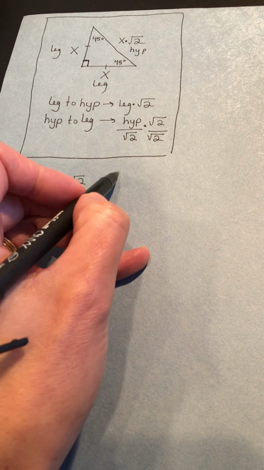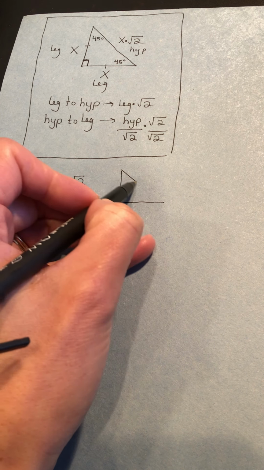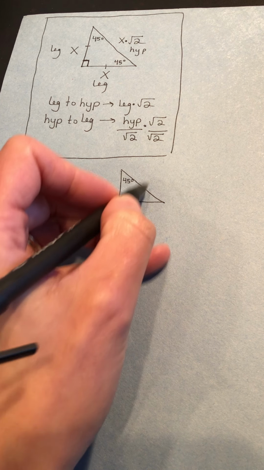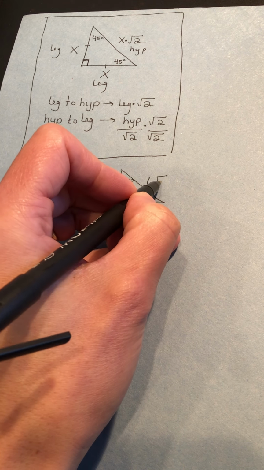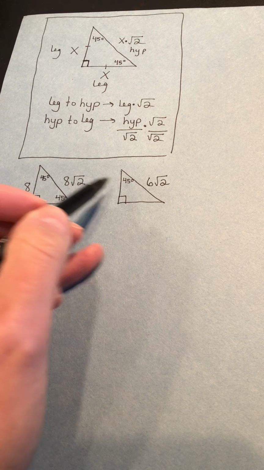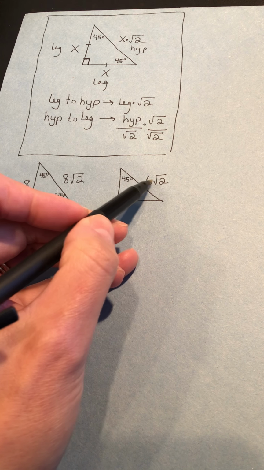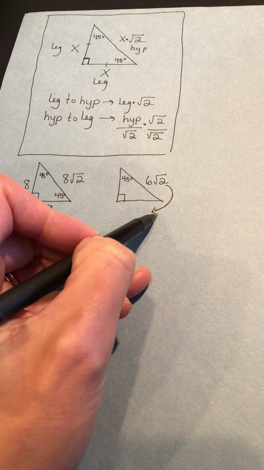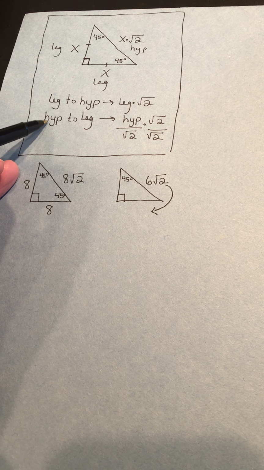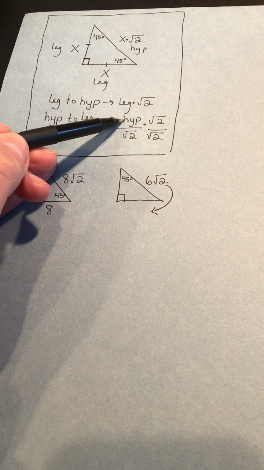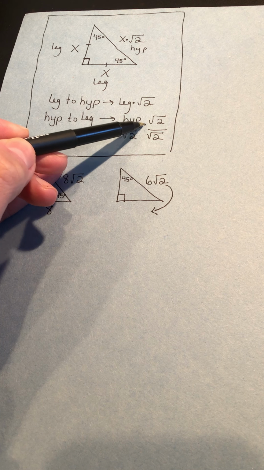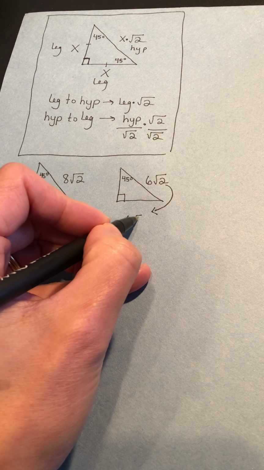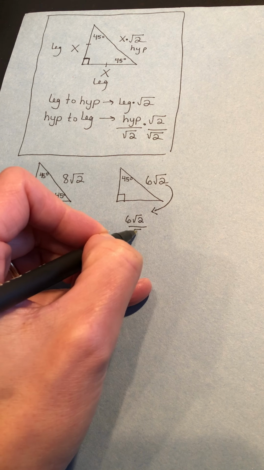What if we had a 45, 45, 90 triangle, and we were given the hypotenuse. And the question said, hey, find the legs. In this case, if we're given the biggest side and we want to find something smaller, we want to divide. So going from the hypotenuse to the leg, we take the hypotenuse, divide by root 2, but we have to make sure to multiply by our fancy 1. So I'm going to take 6 root 2, divide by root 2.